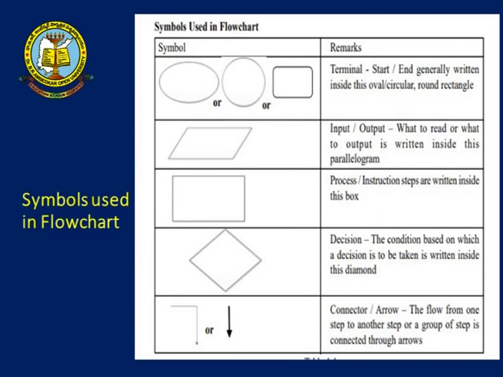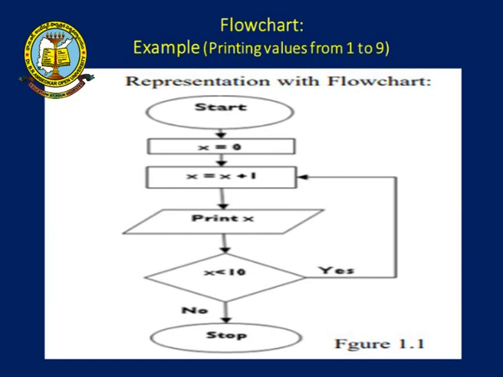So let us see an example of a flow chart. This flow chart is an example of printing the values from 1 to 9. See, the first step is, as we have written in the algorithm, start. Start we have written in an ellipse. Next step is we have to read x value.